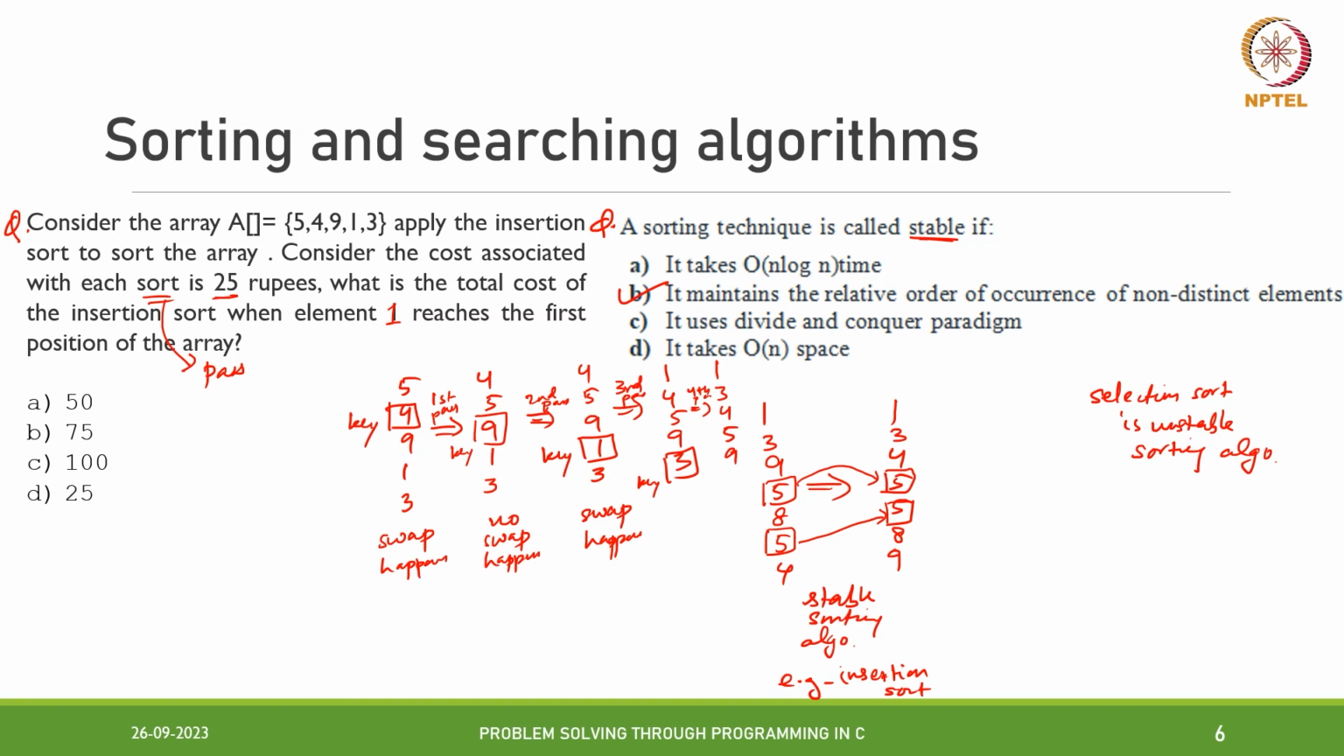So what happened in this particular step in the second pass? We checked 9 with 5 and we found that 9 is greater than 5, so we don't need to swap, but it will still be considered as one step of sorting. So this is one step, this is one step, this is one step. So it will be 3 steps of sorting multiplied by 25, answer will be 75.